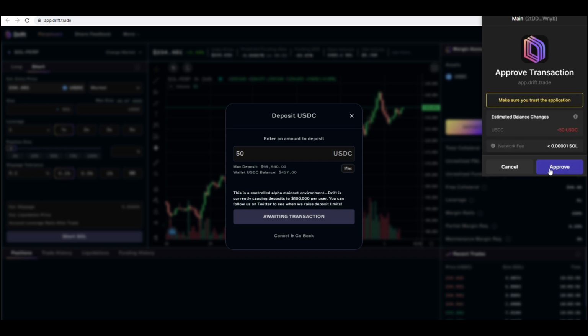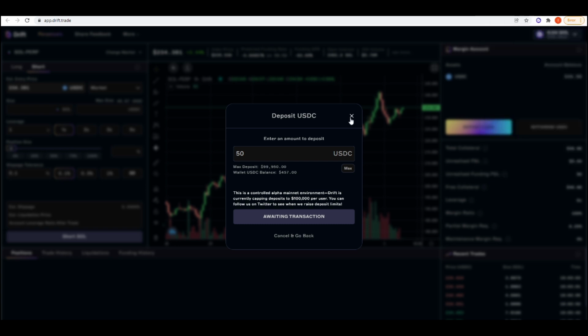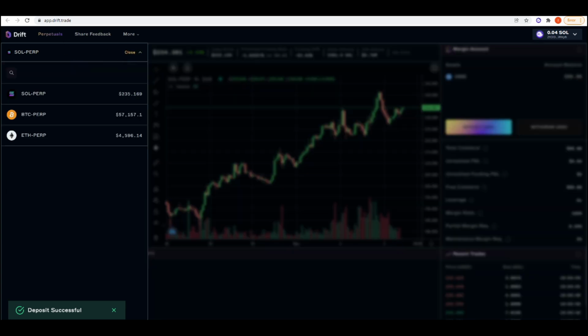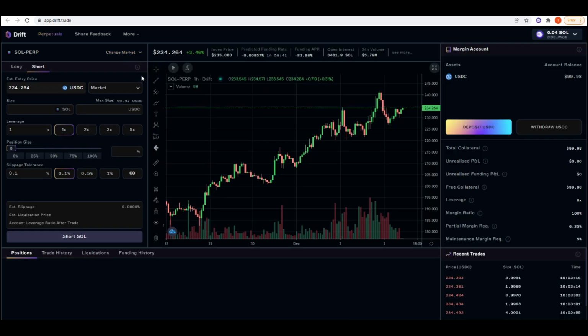So we have Bitcoin, Ethereum, Solana, and that's totally fine because this is still an early stage project. If I go up here to change market, we can see Sol Perp, Bitcoin Perp, and ETH Perp. This project, interestingly enough, was actually backed by the same people who also backed Perpetual Protocol, and I expect Drift to be the Perpetual Protocol of Solana.